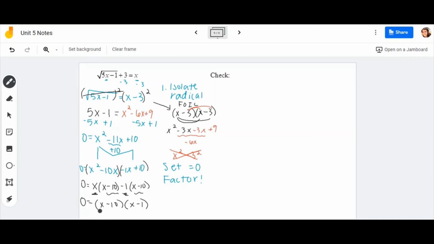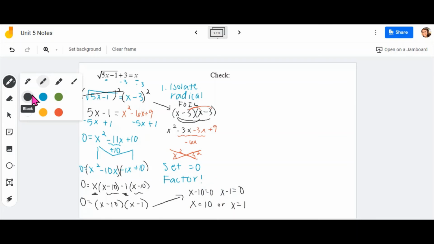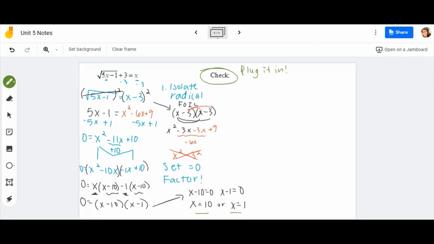Whew, so this was definitely a longer problem to solve, but now we are at the end. To get what x equals, we just need to set each piece equal to 0. So I end up with x equals 10 or x equals 1. So that was all the hard work of solving it, but because we had a radical, we always need to check our answers. So always plug it in when we've got radicals in our equations. So since we have 2 potential answers, we need to plug in each of them separately.